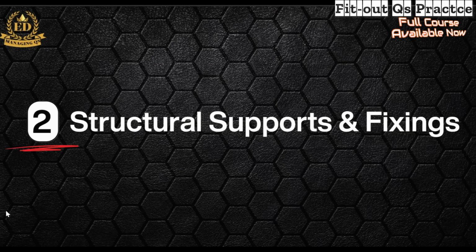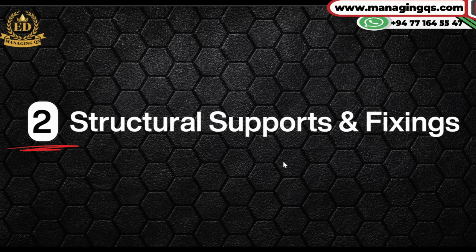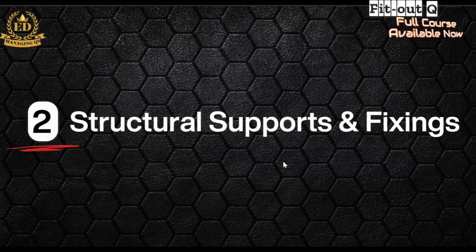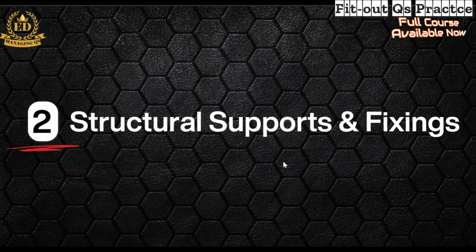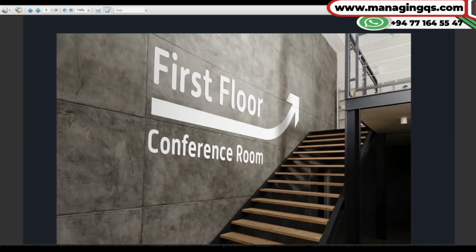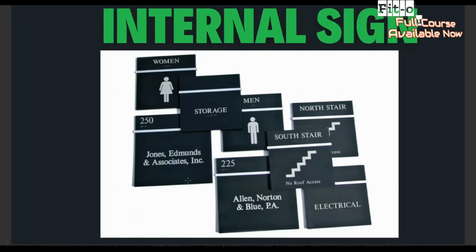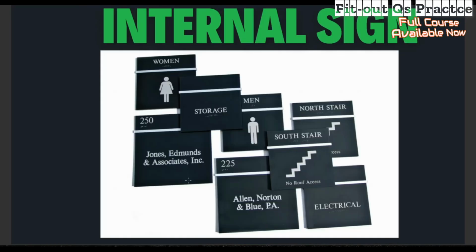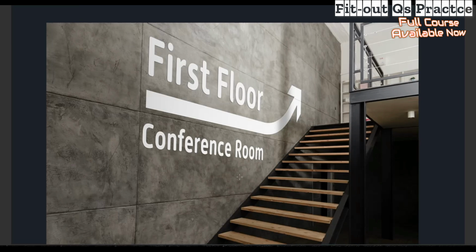The second important hidden cost point is the structural supports and fixing. We have to thoroughly analyze whether particular signboards require additional structural supports or not. This is a very important hidden cost point. Generally, most signboards need no additional structural support. You can see here one type of sign.